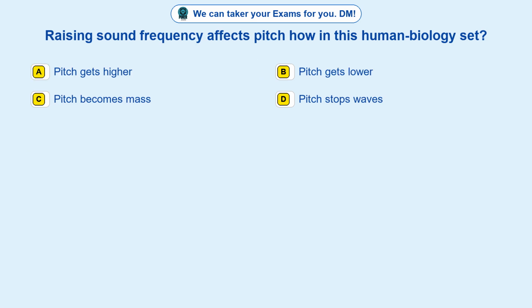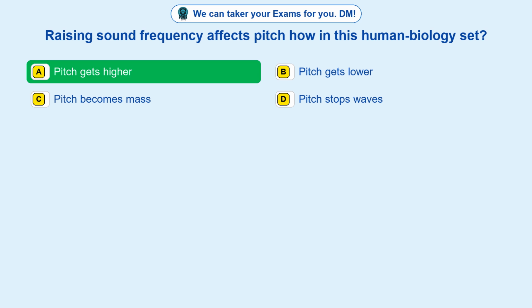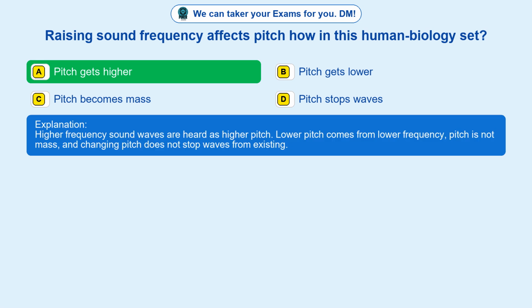Question 67. Raising sound frequency affects pitch how in this human biology set? Option A, pitch gets higher. Option B, pitch gets lower. Option C, pitch becomes mass. Option D, pitch stops waves. The correct answer is option A. Pitch gets higher. Higher frequency sound waves are heard as higher pitch. Lower pitch comes from lower frequency, pitch is not mass, and changing pitch does not stop waves from existing.